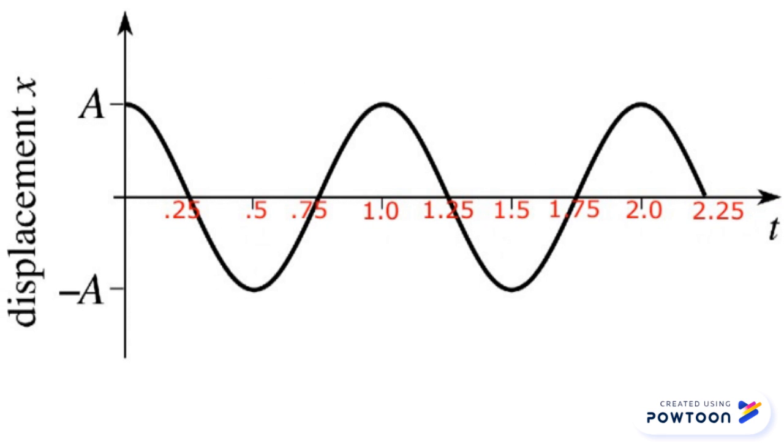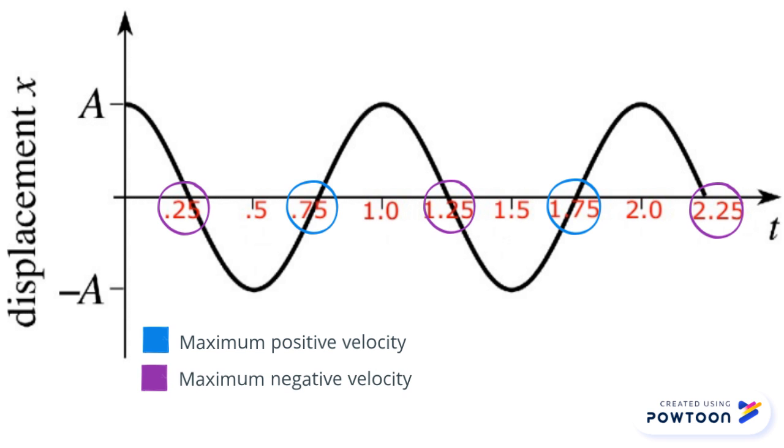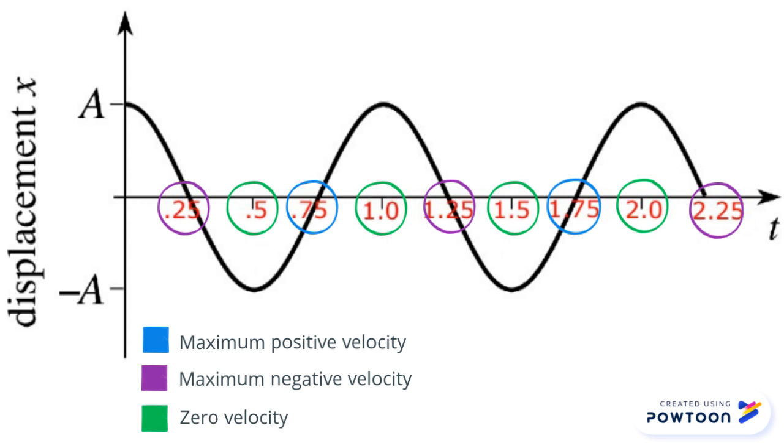You can look at a position versus time graph to determine the maximum positive velocity, which is at equilibrium when the graph is going in the positive direction. Maximum negative velocity is at equilibrium and is when the graph is going in the negative direction. Zero velocity is at all of the endpoints.